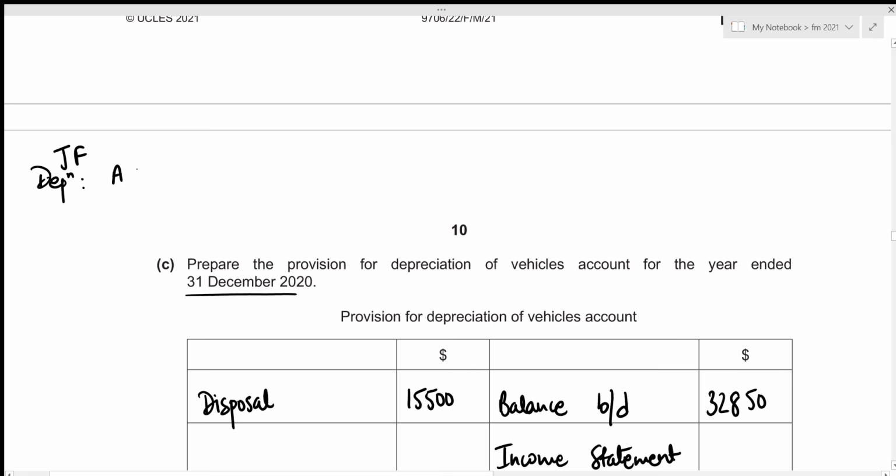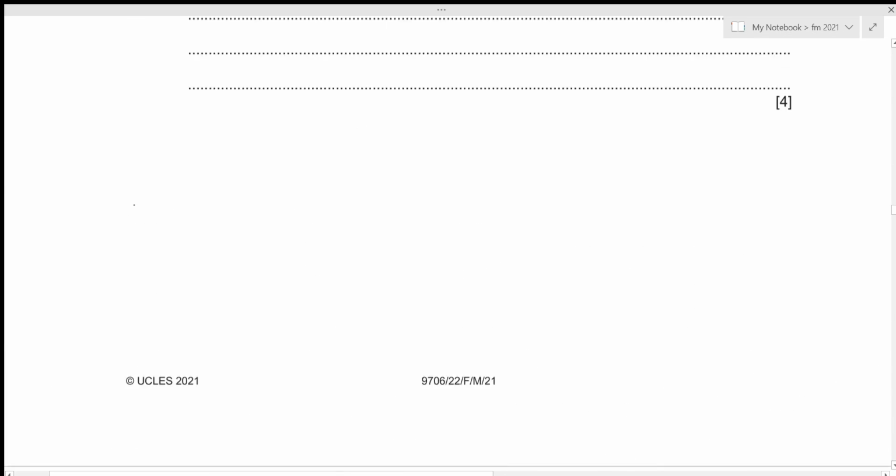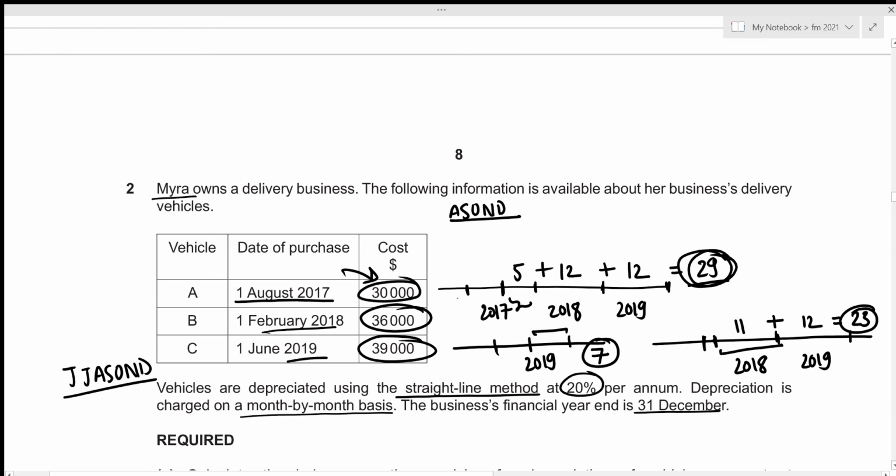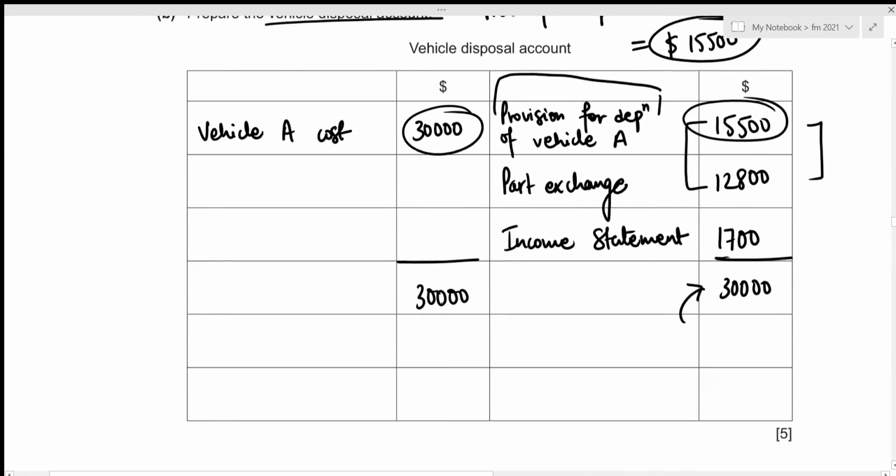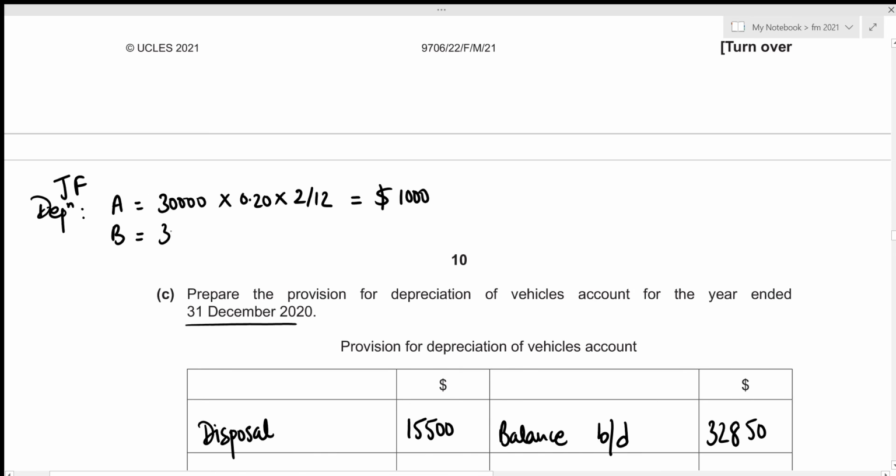For vehicle A, that's going to be the cost of 30,000 times the depreciation rate of 20%. And we only used it for 2 months, so that's 2 by 12, which gives the depreciation charge for vehicle A for this year to be 1,000. Now we repeat the same process for vehicle B. Let's have a look above for its cost. The cost was 36,000. So let's utilize this value. That's going to be 36,000 times 0.20, which gives the depreciation charge for the entire 12 months, which is what we require. So this gives the depreciation charge for 12 months on vehicle B to be 7,200.